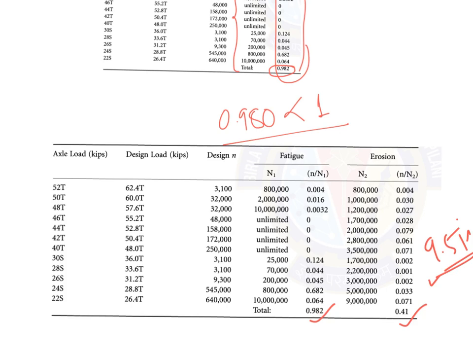That's it for PCA pavement design. In the next class, we'll see the IRC 58 method to design a rigid pavement slab.